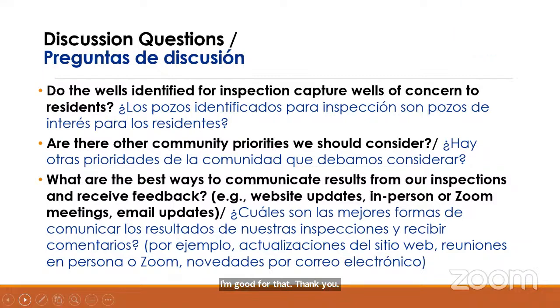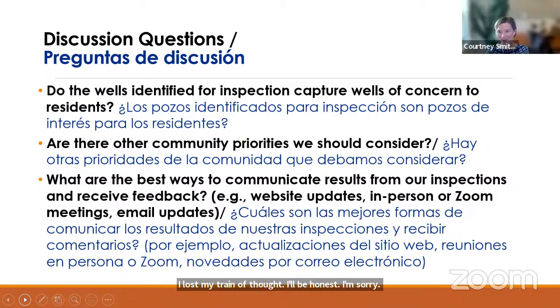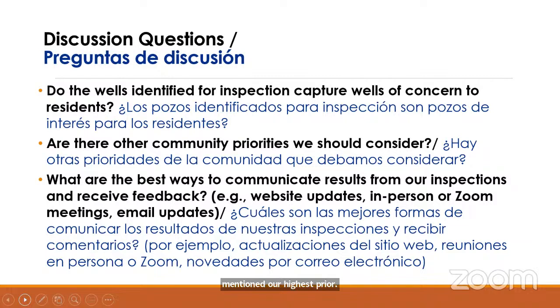I lost my train of thought, I'll be honest. I'm sorry. I'll raise my hand. Okay, no worries. Any other thoughts on inspections? One thing too, I know Matt had laid out, as I mentioned, our highest priority. Cesar remembered. Yes, I did remember. Sorry.